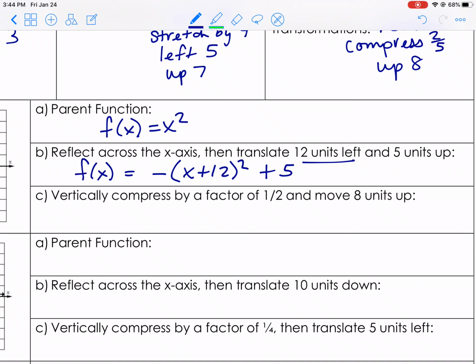So we're taking our parent function and manipulating it in all these ways. Okay, a vertical compress by a factor of 1/2 and move 8 units up. So that'll look like that.